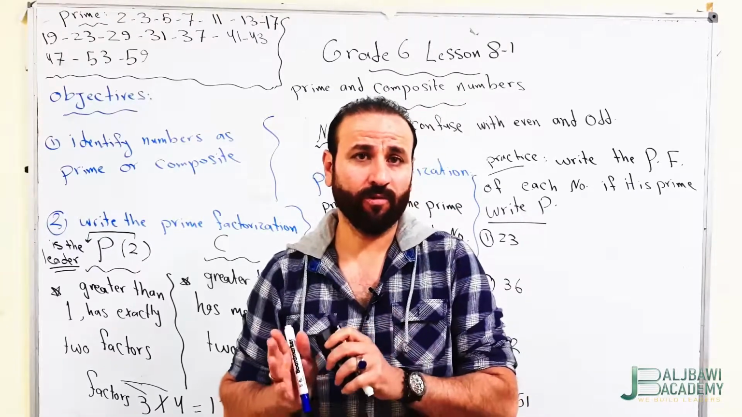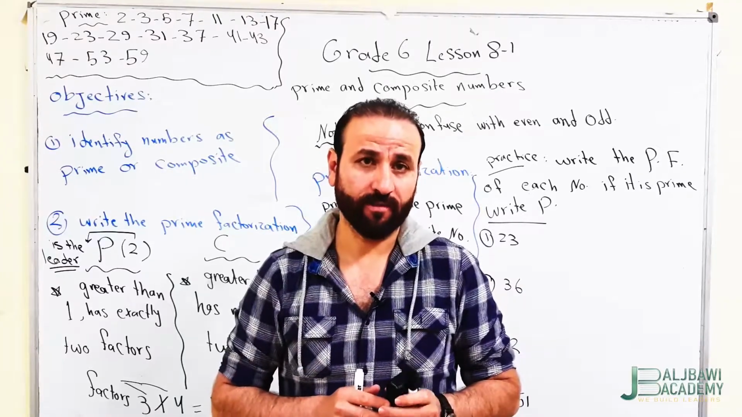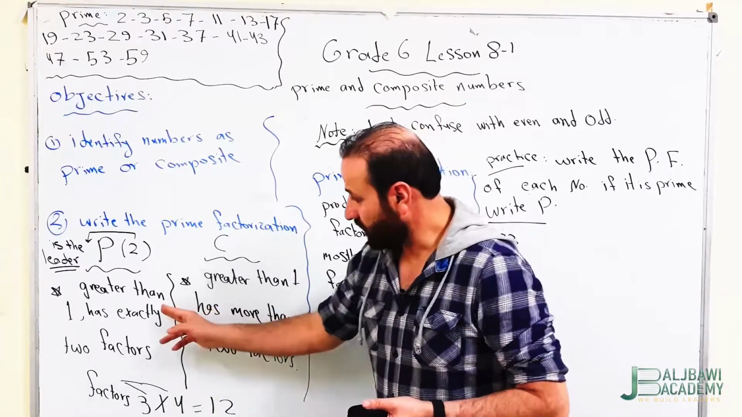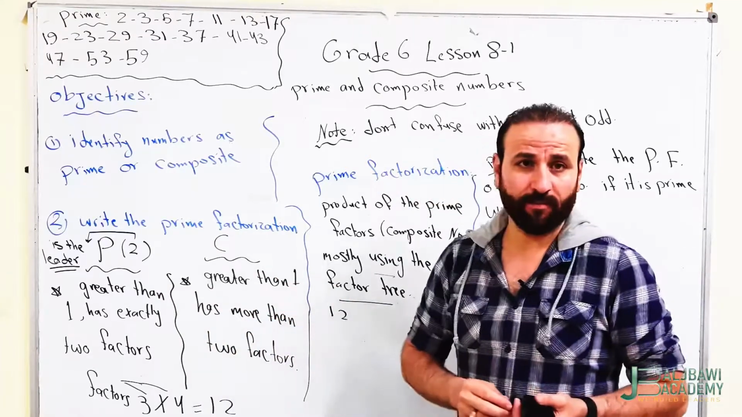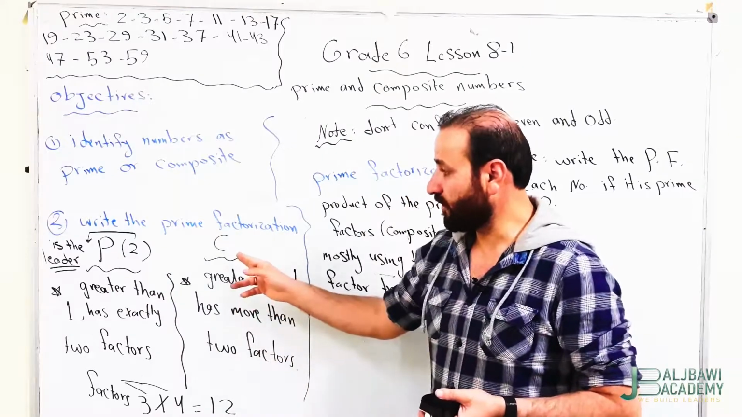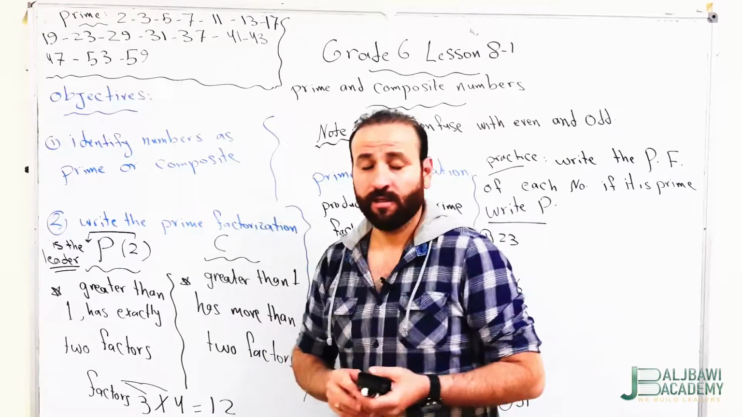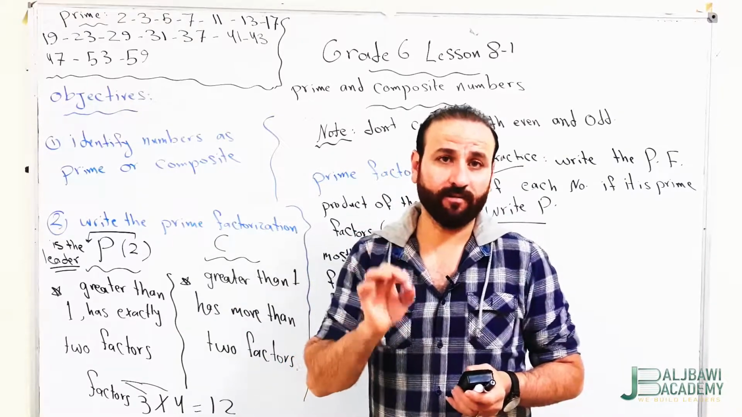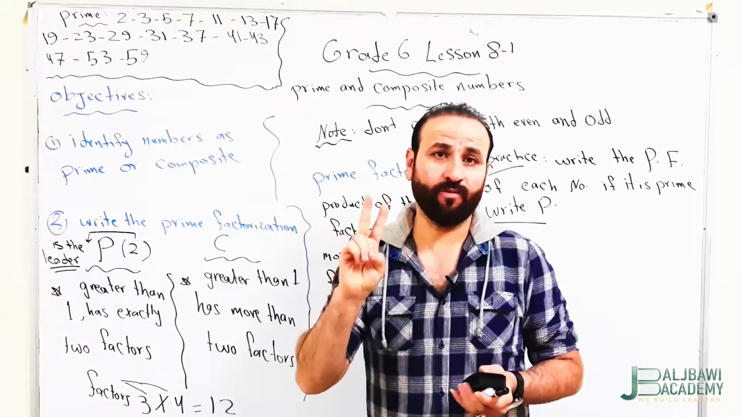But how do we know if a number is prime or composite? Now here we have in these sentences prime numbers and composite numbers. Prime numbers will be represented by P and composite numbers will be represented by C. So a prime number is a number which is greater than 1. Focus on this: it is greater than 1 and has exactly, or just, two factors.